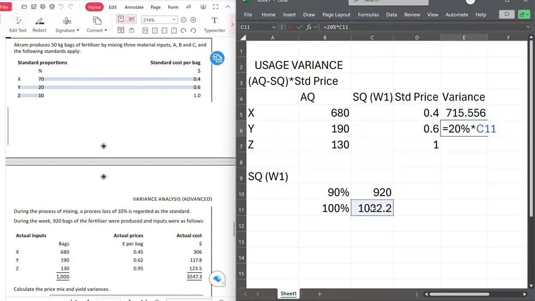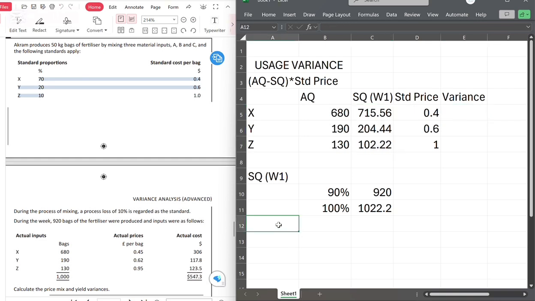of what we expect as outcome, and Z will be 10% of that. That is one way of doing it. Yeah, sorry, the standard quantity, so it should be here. Let's put it here. Yeah, this is our variance column. Yeah, that's another way, one way of doing it.